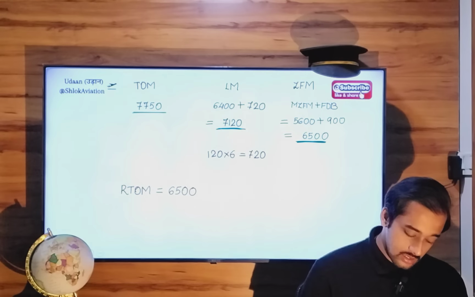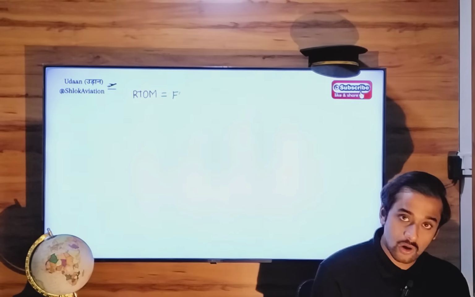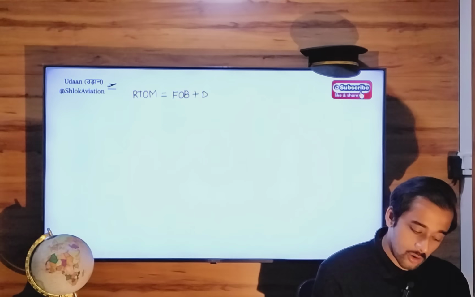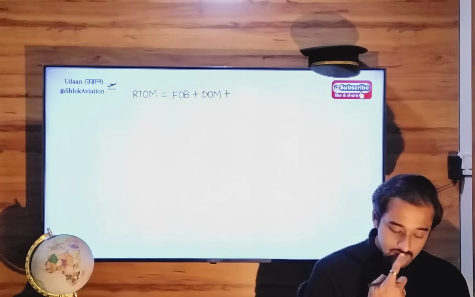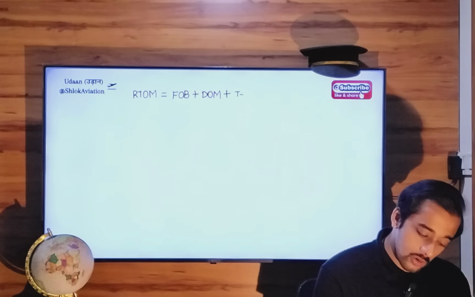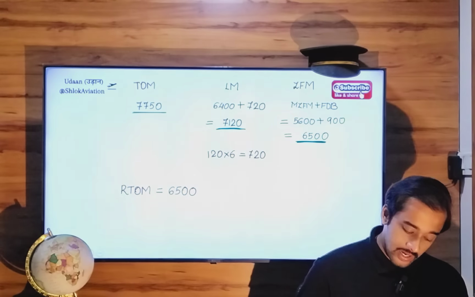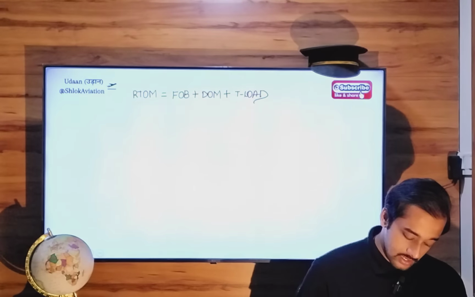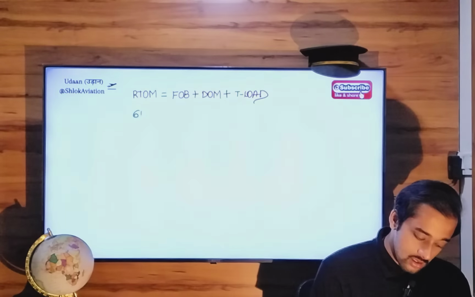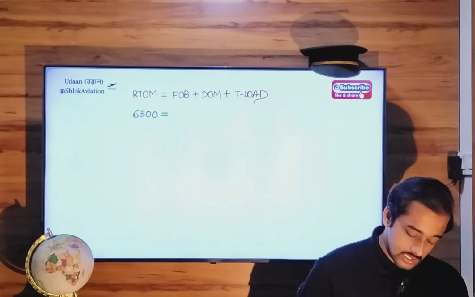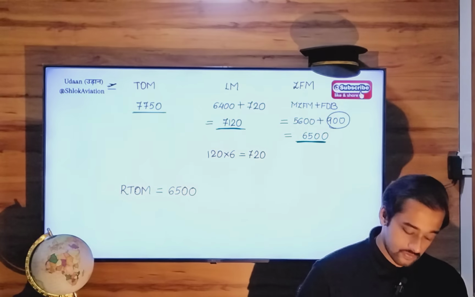So your regulated takeoff mass becomes 6500. Now 6500 equals fuel on board plus dry operating mass plus your traffic load. So regulated takeoff mass is 6500. Fuel on board is this 900.